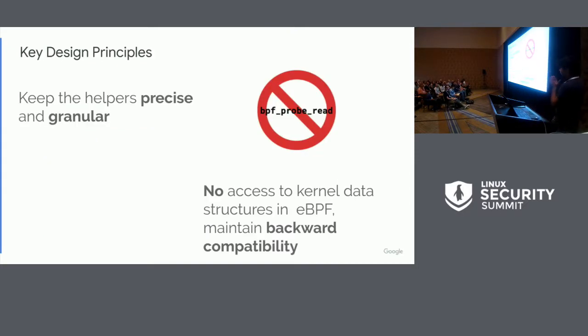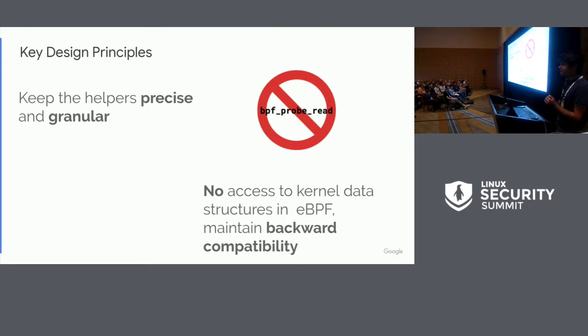So again, before we go further into the example use cases and stuff, we want to keep one thing very clear. We want to keep the helpers very precise and granular. And if anyone has seen or used the BPF helpers that are in the tracing part, which are really good for tracing, I'm not criticizing the helpers themselves, but BPF probe read would give you access to memory from the kernel. And this is not from a security perspective, this is from an API perspective. You get that blob of memory, you get your kernel headers from somewhere, then you try to template that memory into the kernel headers, and this makes it really hard to deploy on a large scale in a backward compatible fashion. So we want to make sure that we don't use any kernel data structures.